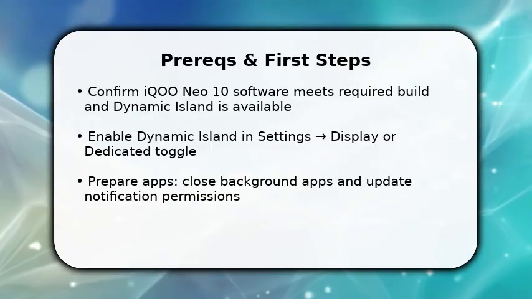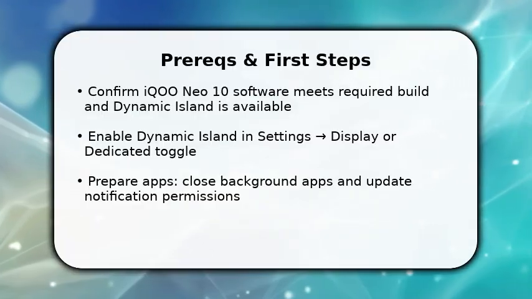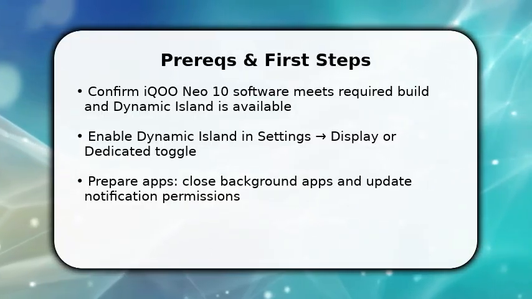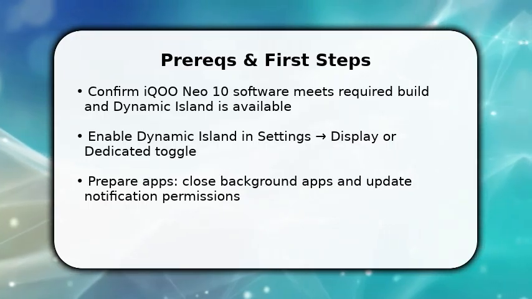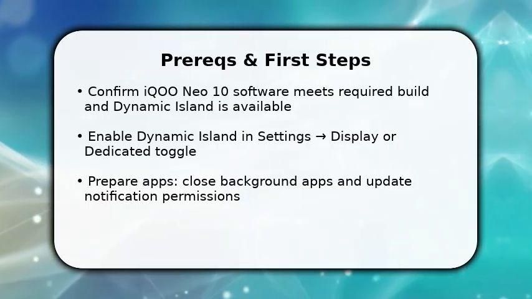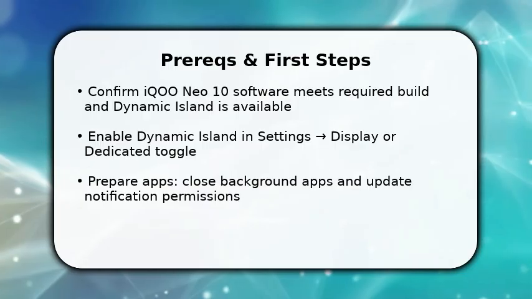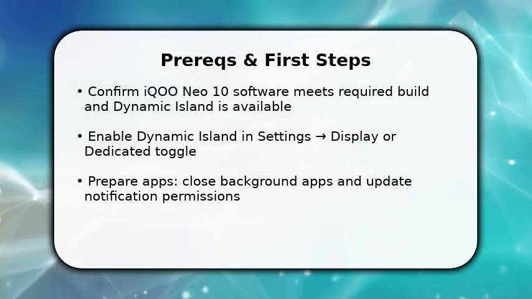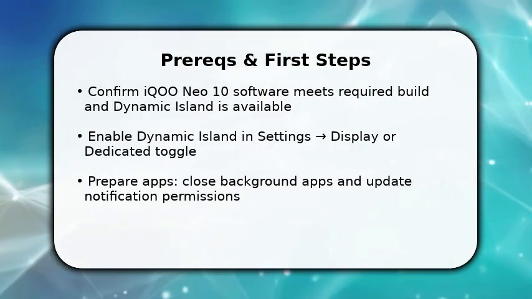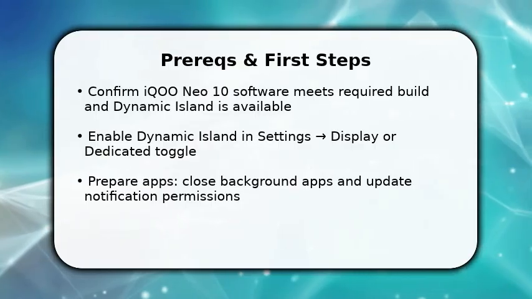You start by confirming your Iqoo Neo 10 has the dynamic island feature and the latest system build. This avoids surprises later. Once done, open Settings and navigate to Display, then enable the dynamic island toggle so the UI can show notifications and interactions.